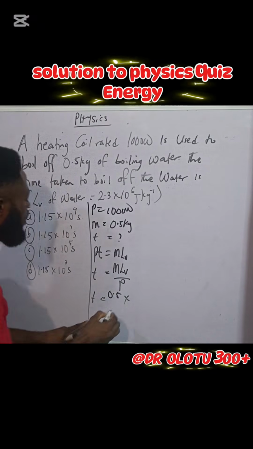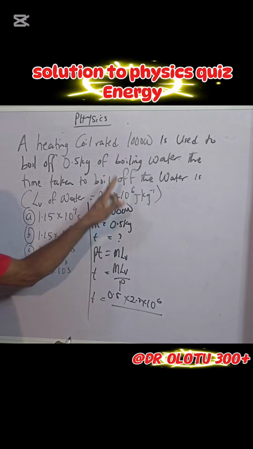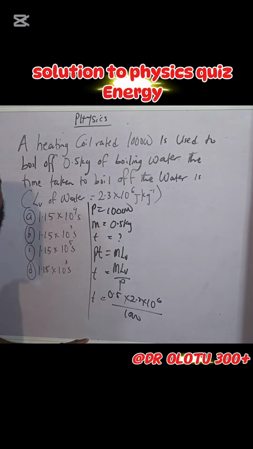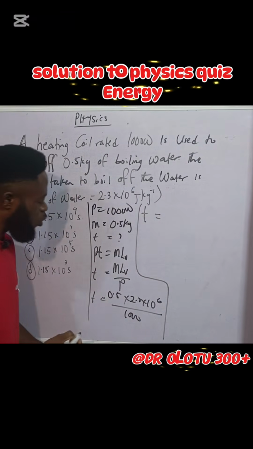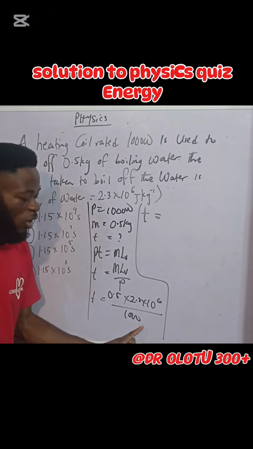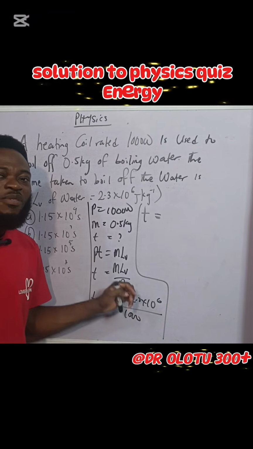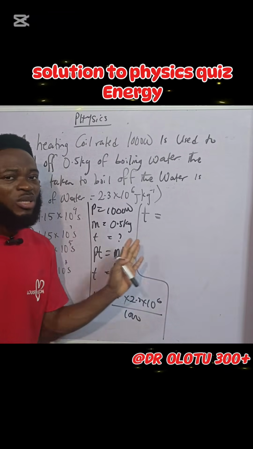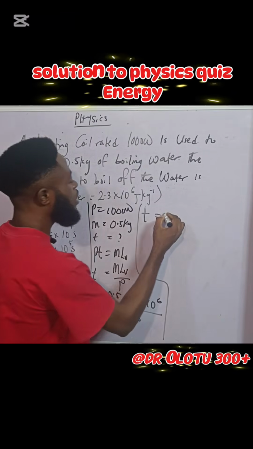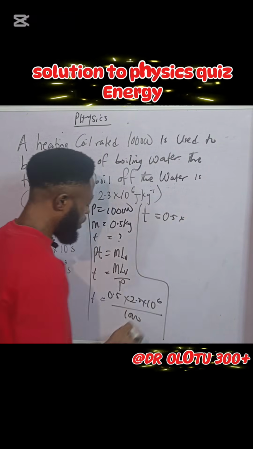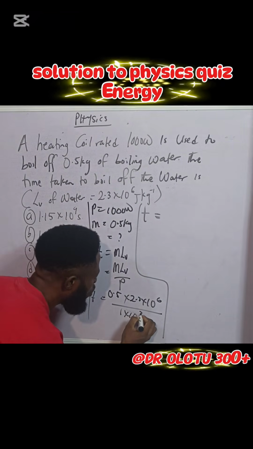All right, so T is equal to, what is the M? 0.5. What is the LV? LV is 2.3 times 10 raised to power 6 all over. What about the power? Power is 1,000. So I'll come around and drop this here, which is 1,000. Time, therefore, is equal to, now you have this as numerator, you have this as denominator. Remember that whenever you have 10 raised to power 6, that means you have 6 zeros in the positive direction, in the positive axis. The same way you have 3 zeros here in the positive axis in the case of 1,000. So I'll come around and say 0.5 times, and you can change this 1,000 to 1 times 10 raised to power 3.